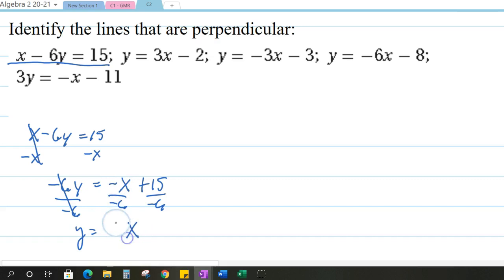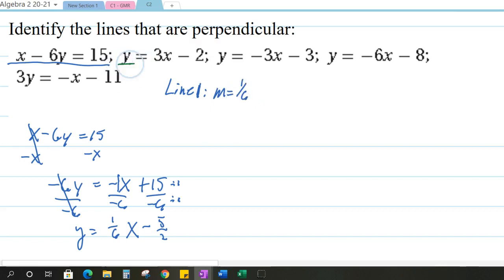Now we're going to write the x on the side and just deal with the coefficient. What's the coefficient? It's an invisible 1. So 1 over 6. Positive divided by negative is a negative. Now 15 over 6, that can be reduced by 3. So we always do the proper math, which gives us 5/2. So this was line 1. For line 1, we have a slope of 1/6.